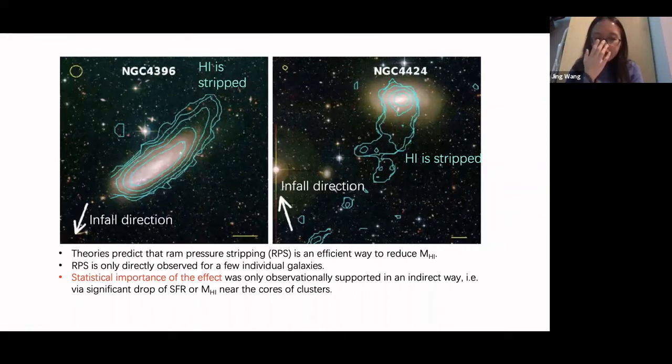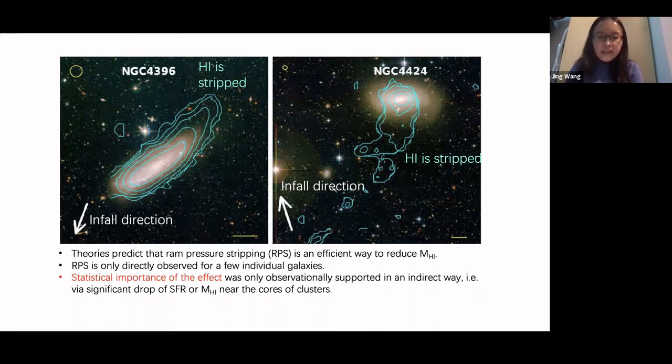Theories predicted that ram pressure stripping is an efficient way to reduce the total HI mass. But ram pressure stripping is only directly observed for a few individual nearby galaxies. But now with the Jellyfish project, the number has risen to over 100, but still that's for individually sampled galaxies in clusters. So the statistical importance of the effect was only observationally supported in an indirect way, with the significant drop of total star formation rate or total HI mass near the core of the clusters.